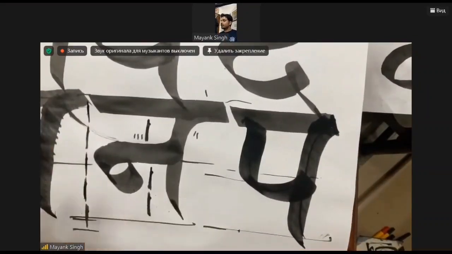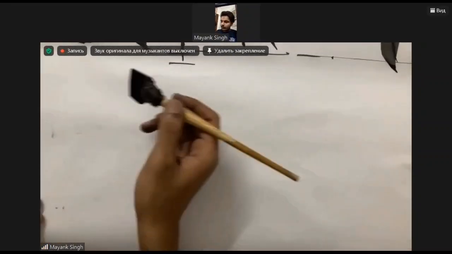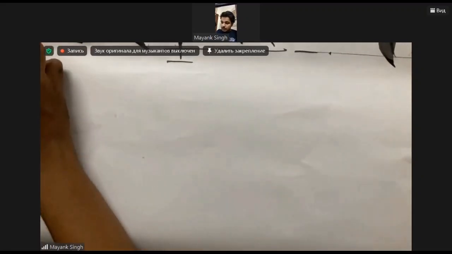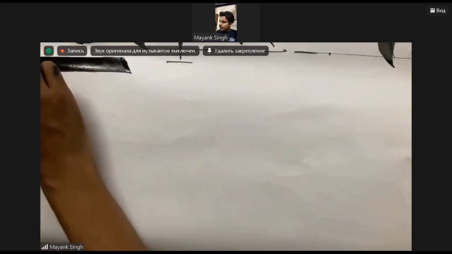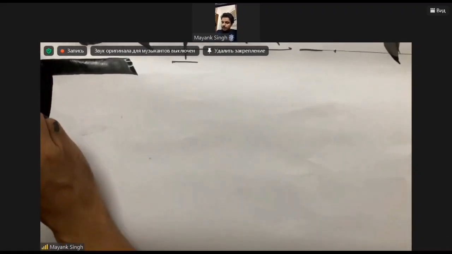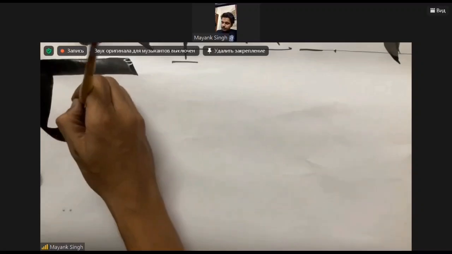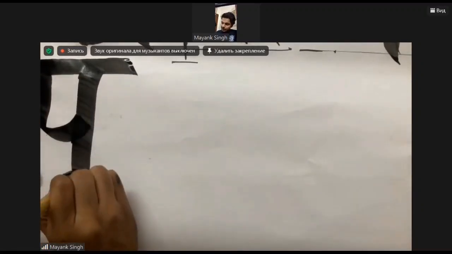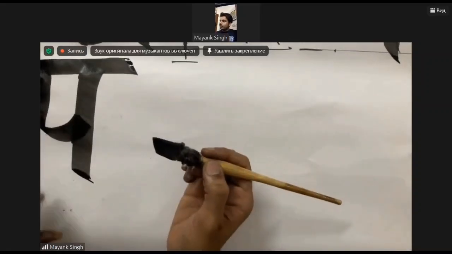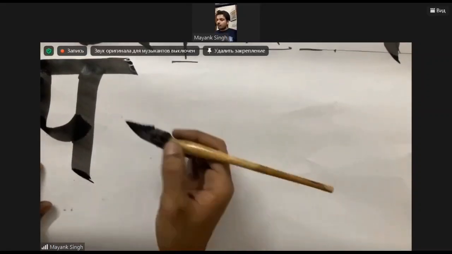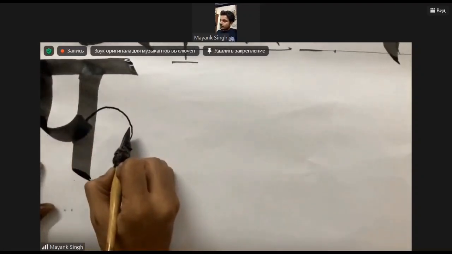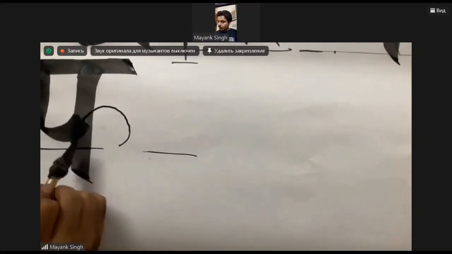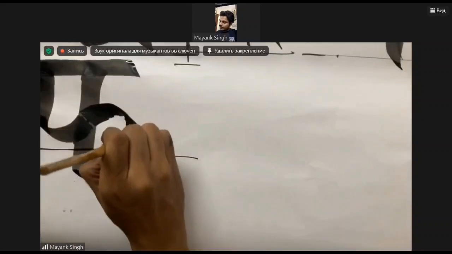Pa. Pa. It's similar to pa. First you make pa, and then from here you add the last stroke of ka, like this. But it's not exceeding the total height. It should be like this.